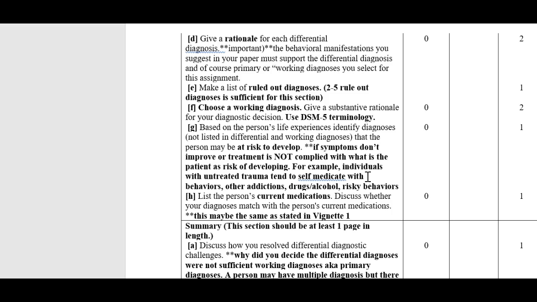If they don't have a certain level of stability, they will tend to self-medicate. It could be with drugs and alcohol. It could be with promiscuity. It could be with risky behaviors. It could be with other medications, overtaking them or whatnot. So you want to talk about what the person is at risk for, and whatever symptoms they have, if untreated, could worsen.